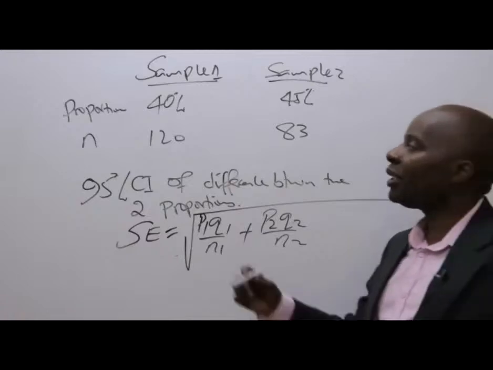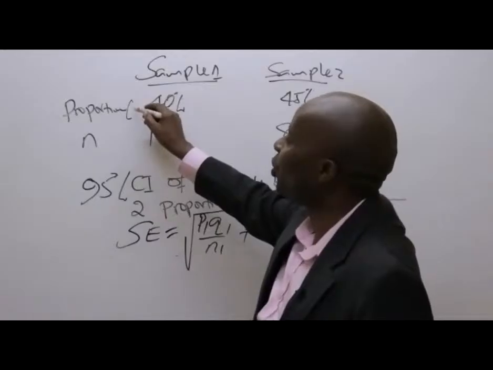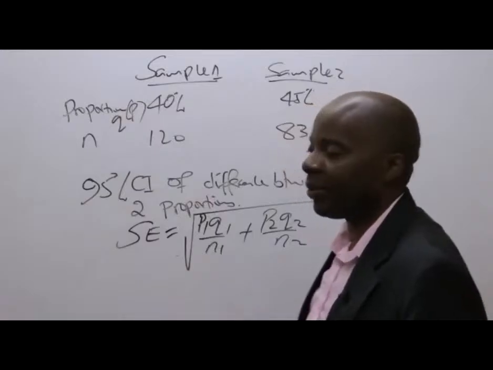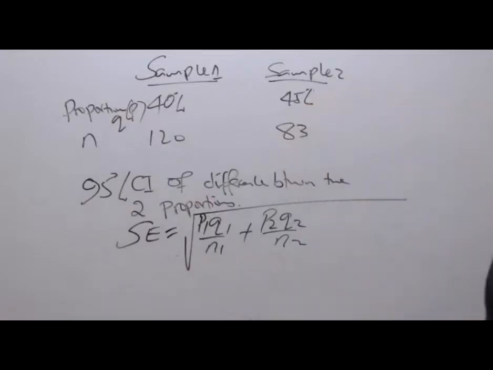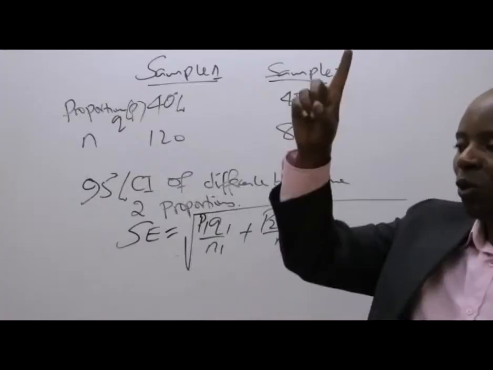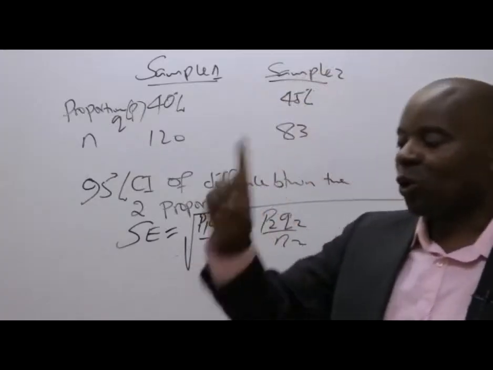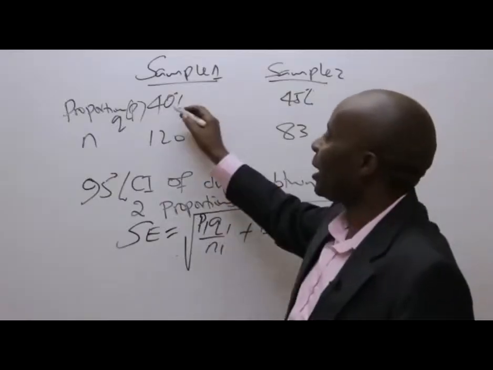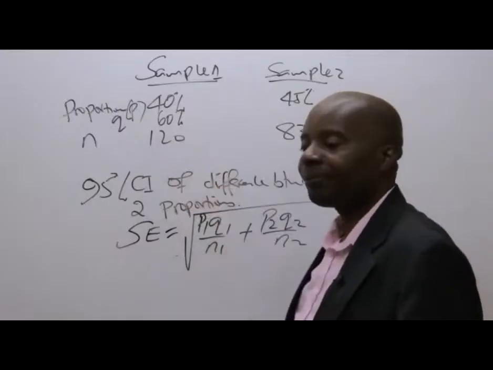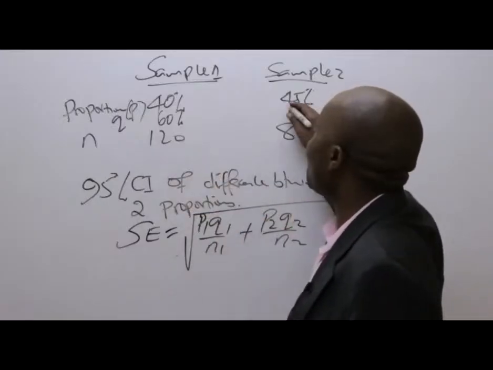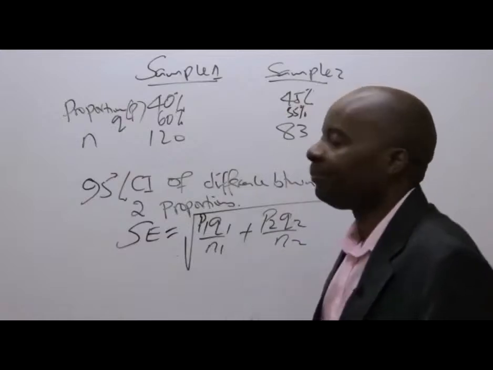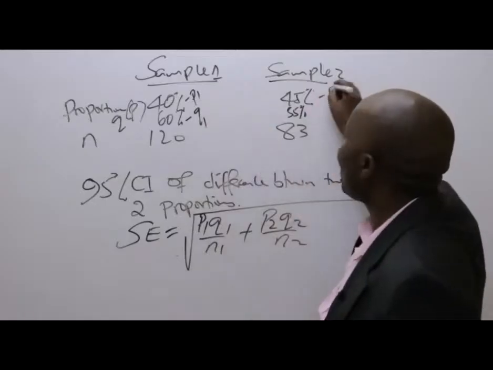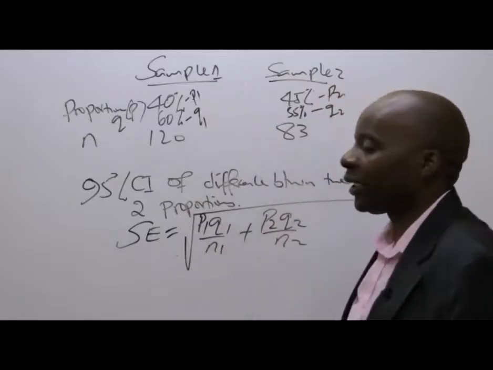So when you have these proportions, these are your P. You need to introduce the Q's somewhere there, bearing in mind that P plus Q must always add up to 1, meaning 100%. So Q here will be 60%. Q for this will be 55%. This is what I will call P1, this is Q1, this is P2, and this is Q2.